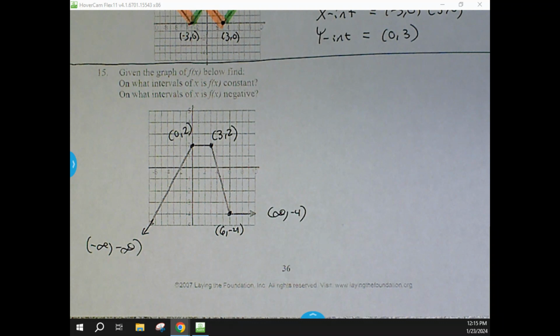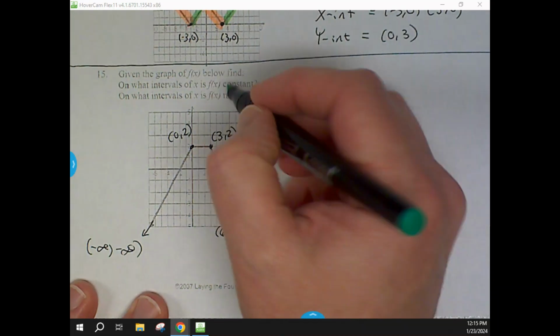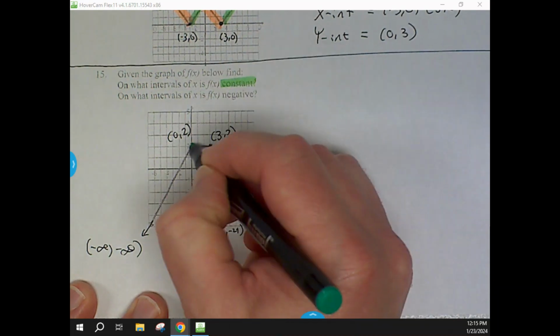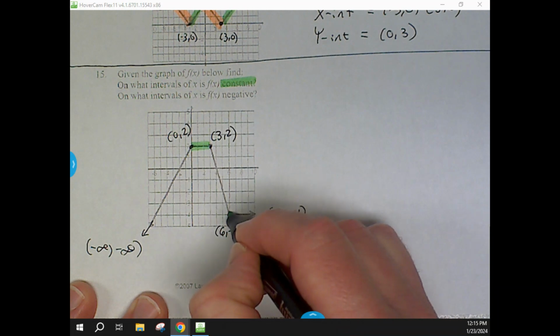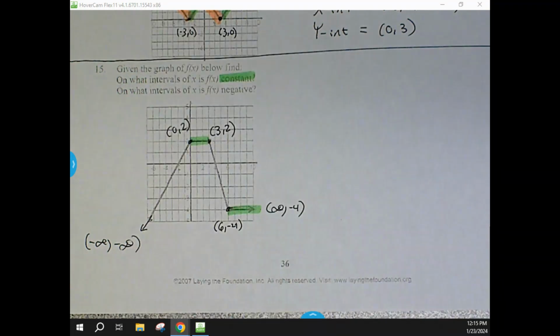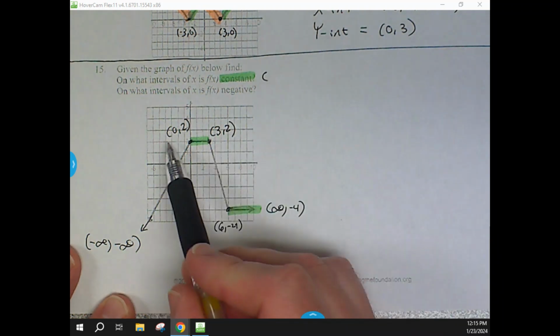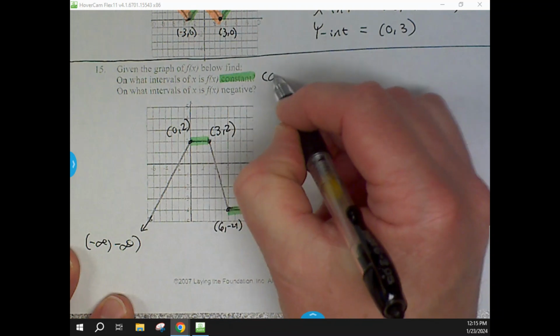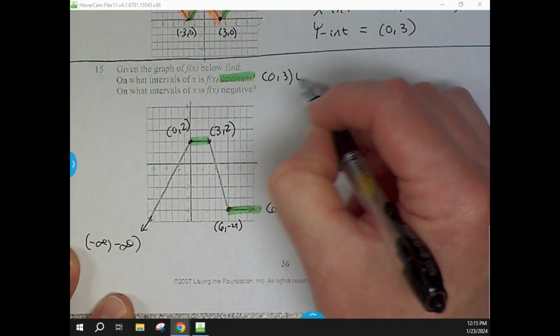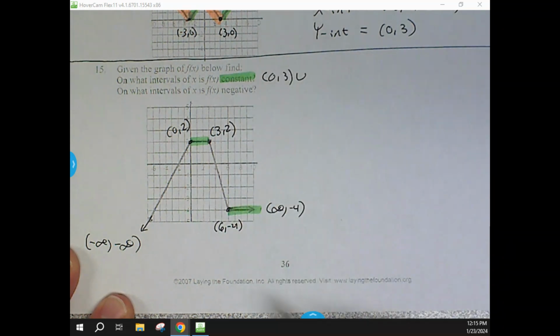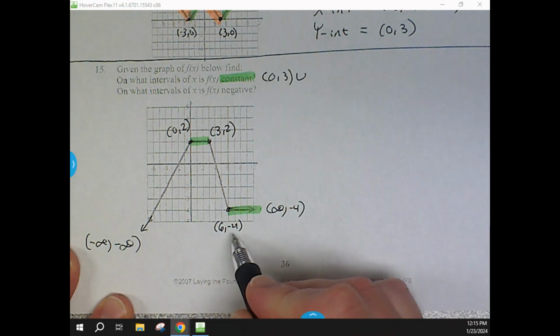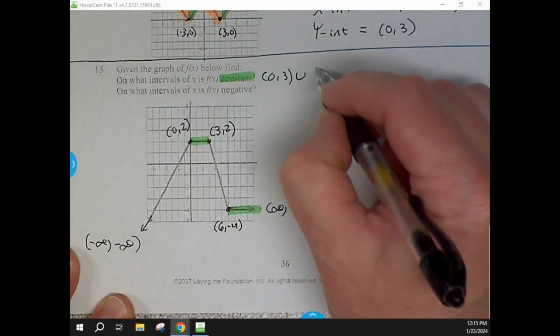So the very first thing it asks us, it says, where is this thing constant? And again, constant, that's your horizontal lines. So that's here and also there. When we do that one, again, we're going to talk about just the x value. So that's from 0 to 3. And then this part is also horizontal, so that's going to go from 6 out to infinity.